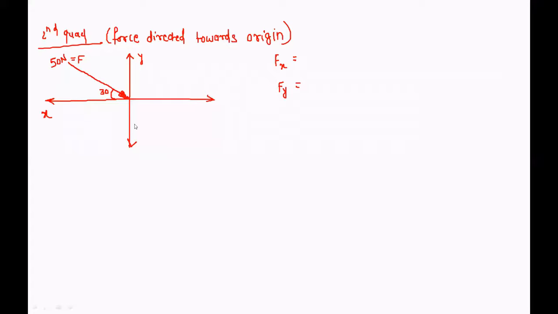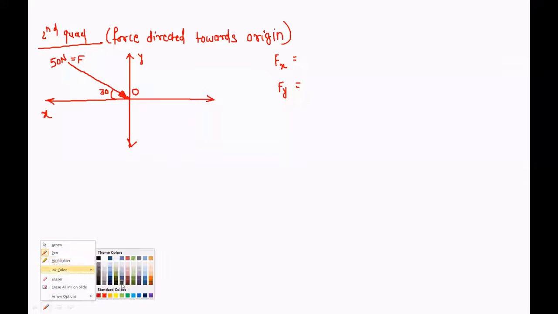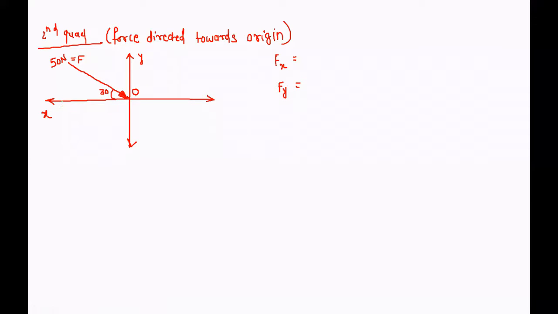So in this case, as the force is directed towards the origin, we will show the components Fx and Fy towards the origin. So this is your x component. This is Fx, it is directed towards the origin. And the second component, Fy, is also directed towards the origin. So this is your Fy.